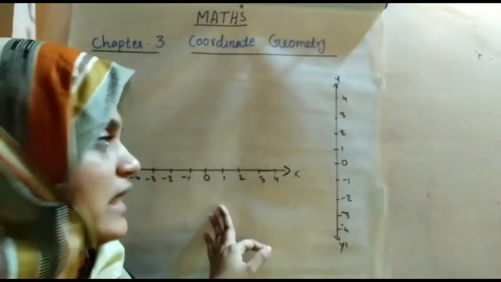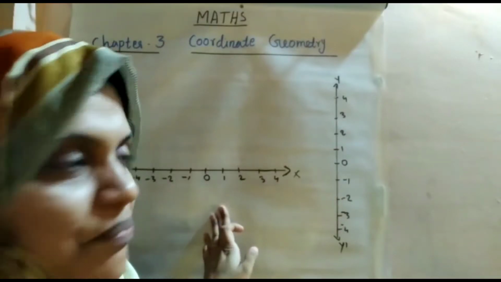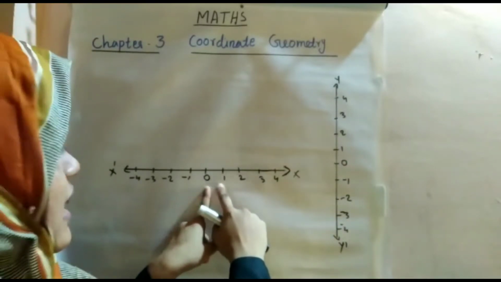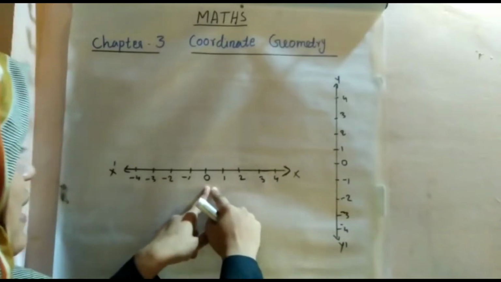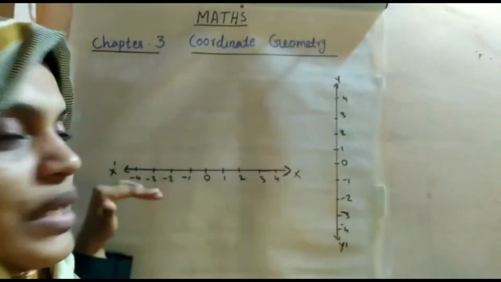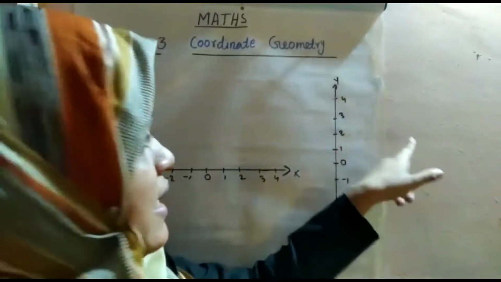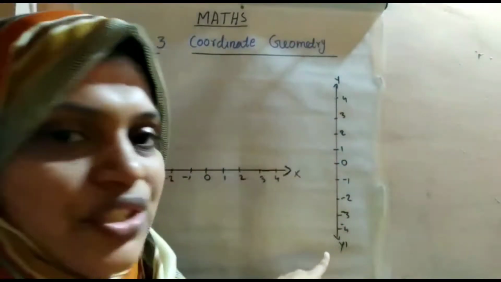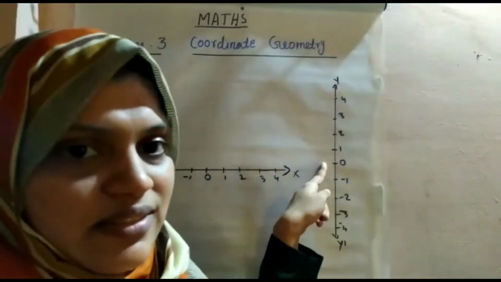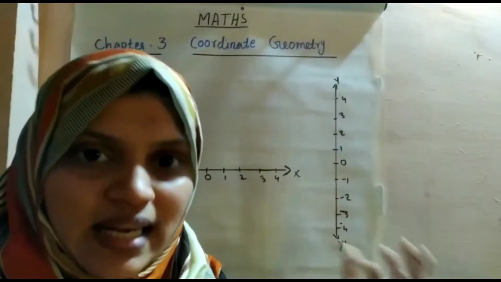In earlier classes you have learned what is a number line and how to plot numbers on a number line. See here, x dash is a number line and there is the origin, and 1 2 3 4 are positive numbers, left side negative numbers. This is a number line. We draw this number line horizontally. You can see here also a number line, y dash. Here also origin, positive numbers, negative numbers. So x dash is a horizontal number line and y dash is a vertical number line.